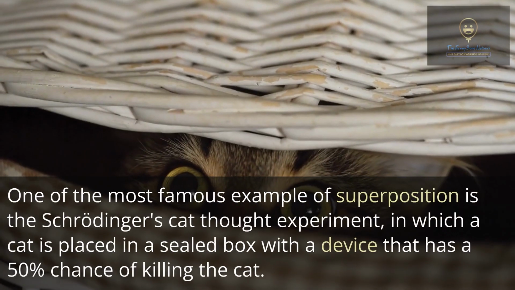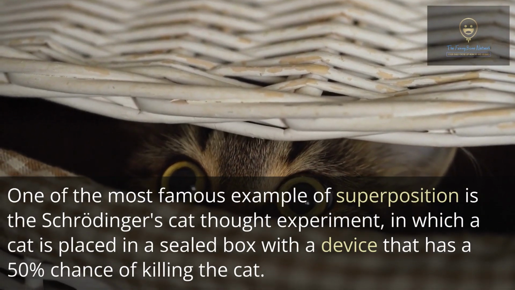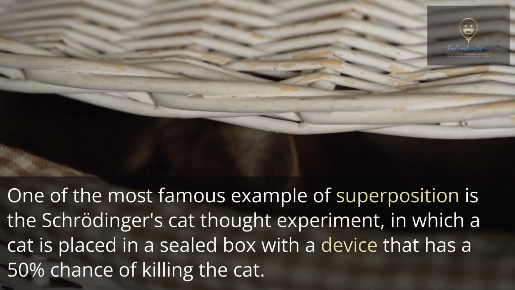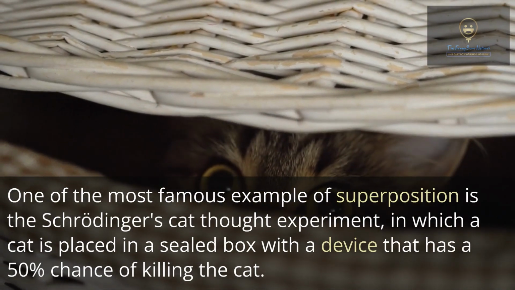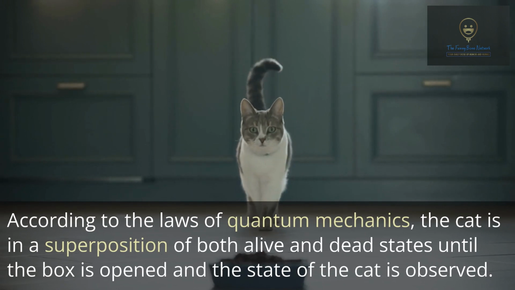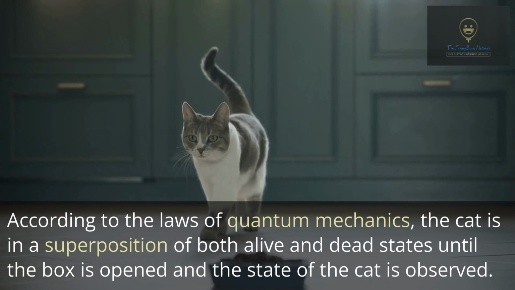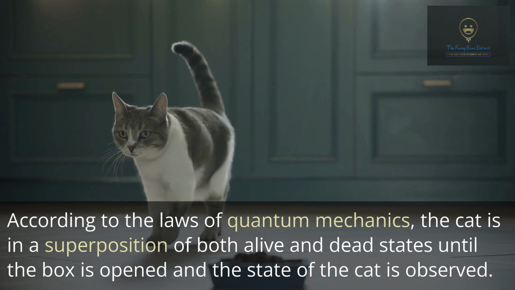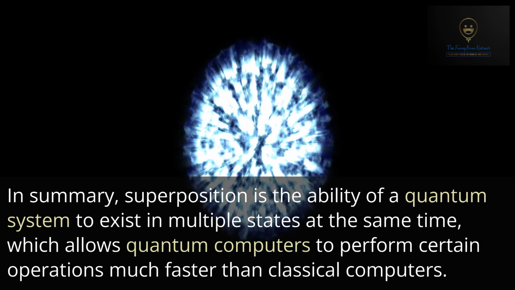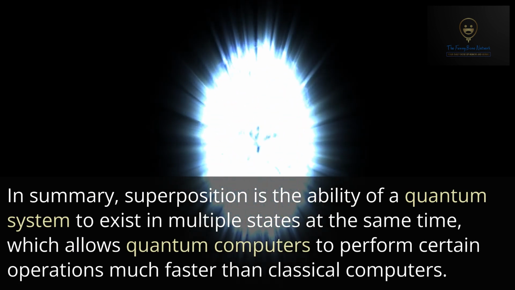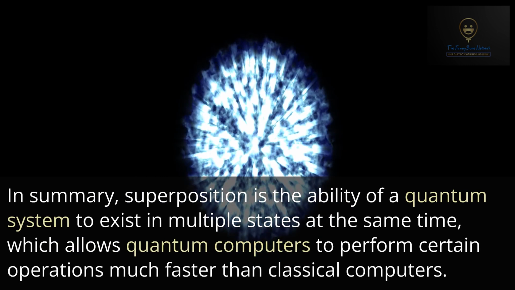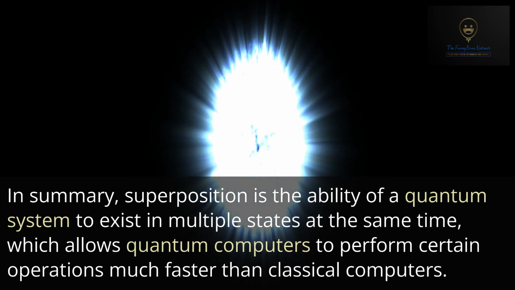One of the most famous examples of superposition is the Schrödinger's cat thought experiment, in which a cat is placed in a sealed box with a device that has a 50% chance of killing the cat. According to the laws of quantum mechanics, the cat is in a superposition of both alive and dead states until the box is opened and the state of the cat is observed. In summary, superposition is the ability of a quantum system to exist in multiple states at the same time, which allows quantum computers to perform certain operations much faster than classical computers.